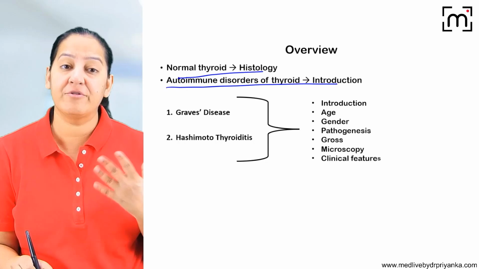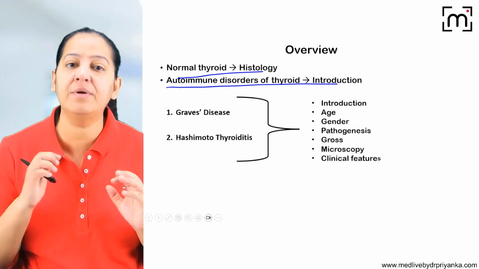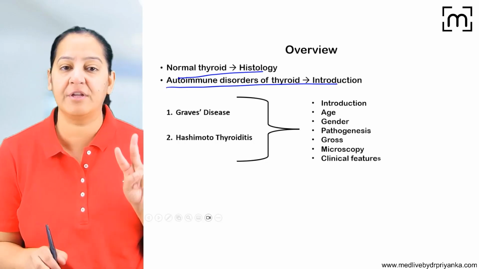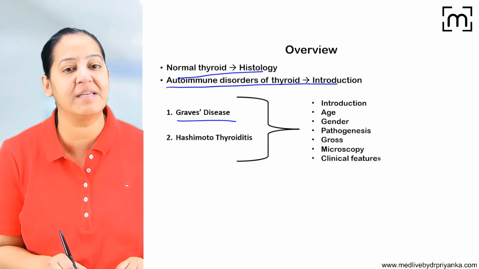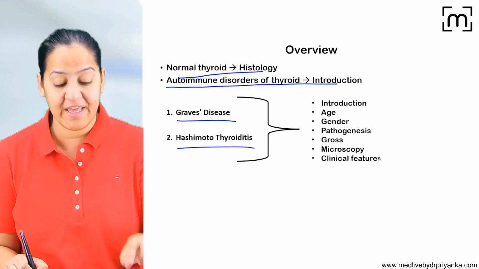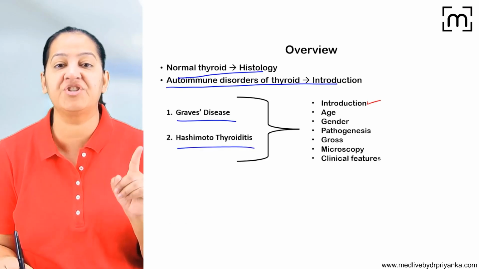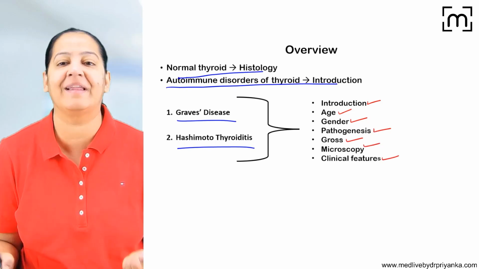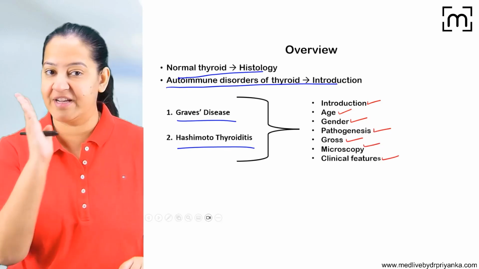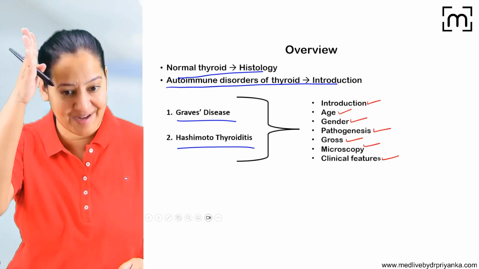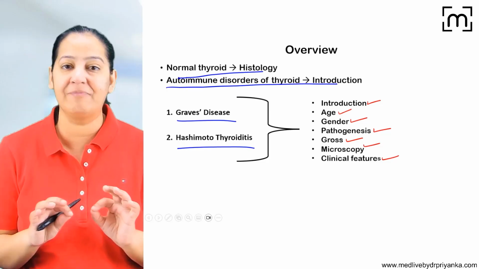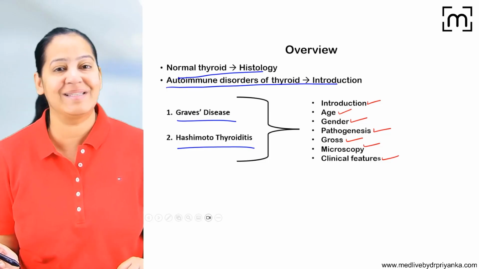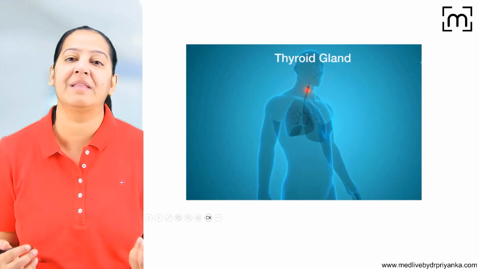So I will give you an introduction. What do you mean by autoimmune disorders of thyroid? And then we will start the two diseases one by one, that is Graves disease and Hashimoto thyroiditis. For each of them, first I will let you know the introduction, then age, then gender, then pathogenesis, gross, microscopy, and clinical feature. And in the end, we will compare the two diseases back to back under these headings so that the concept will become crystal clear in your mind. So let's start it.